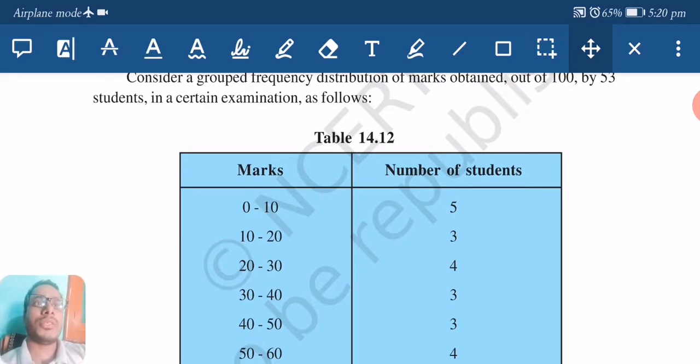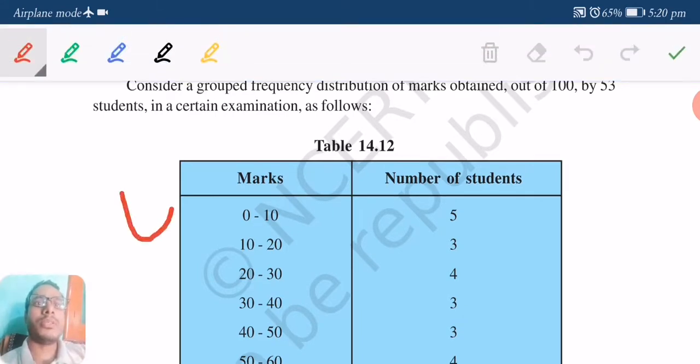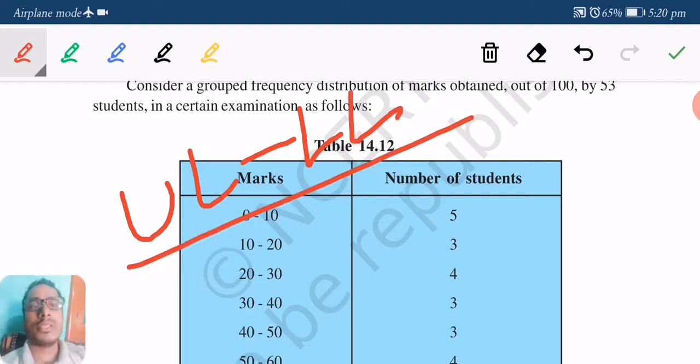From here, you see the class size is 10. 10 minus 0 is 10. Upper limit minus lower limit will give you the class size. I hope you all know this. The upper limit minus lower limit will give you the class size. I have repeated this in my first video of this chapter, as well as in my second video, and revised it again in the third video.